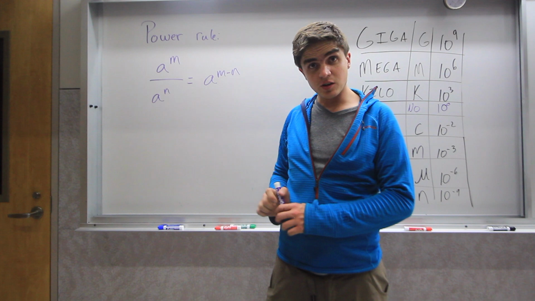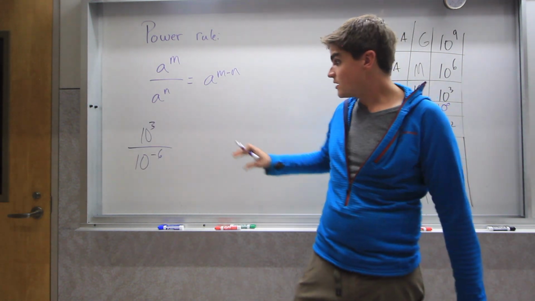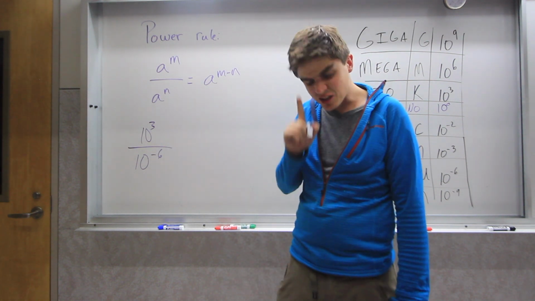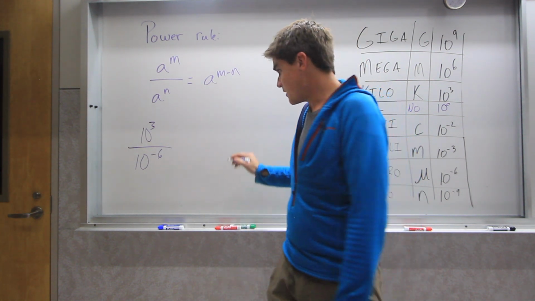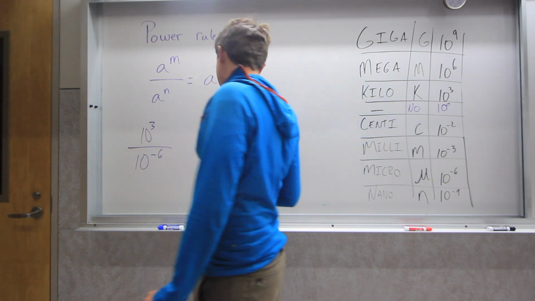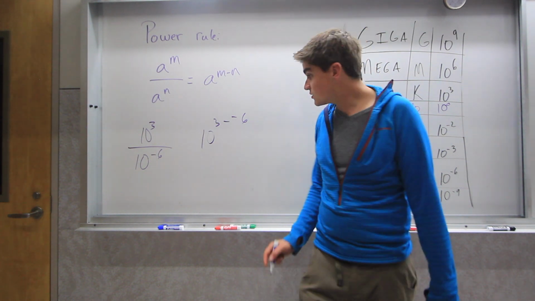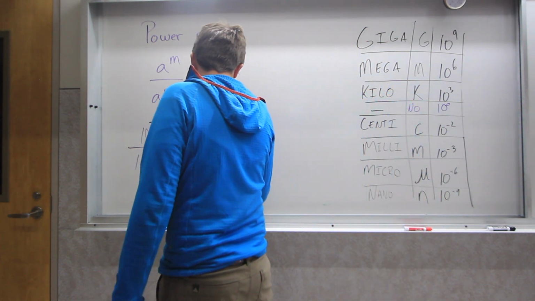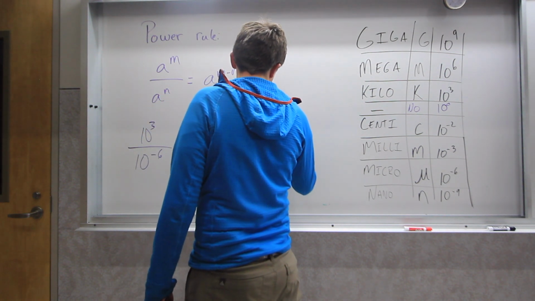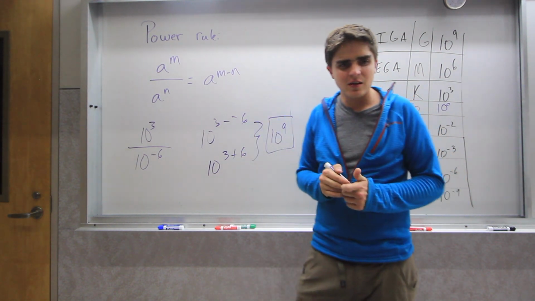Let's try another one that's a little bit harder. Alright, so here I've got 10 to the 3 over 10 to the negative 6, and to most students this looks like it's going to be a very small number, but it's not. It's actually a really big number. Because think about it. I would have 10 to the 3 minus a minus 6. But minus a minus is a plus. So that's the same thing as 10 to the 3 plus 6, which is the same thing as 10 to the 9th, 10 to the billionth, right?